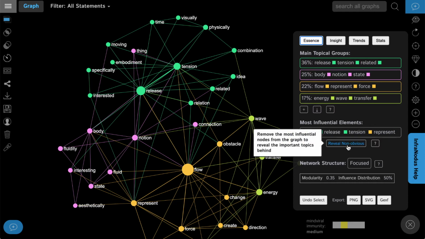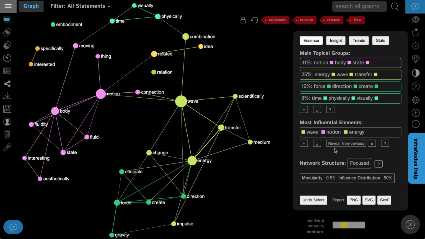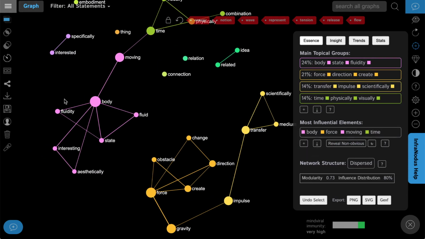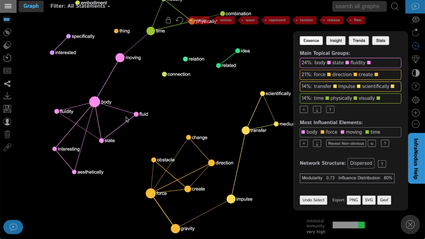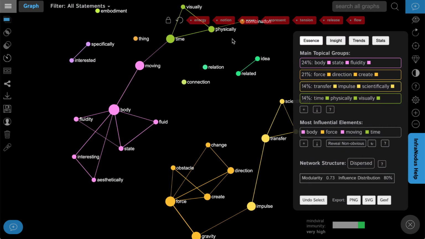So you can click this button and remove all those most influential elements from the graph to see what else is hiding behind them. Here we can actually do it in a few iterations. So okay, we also need to talk about the body and the fluidity and the force. You can even go into the insight panel, see what is recommended here. So for instance, let's focus on the body.